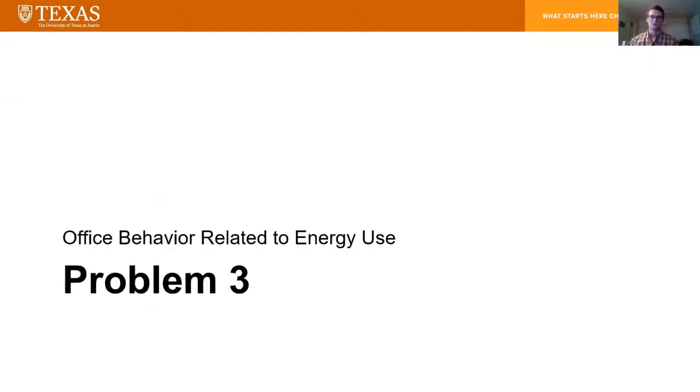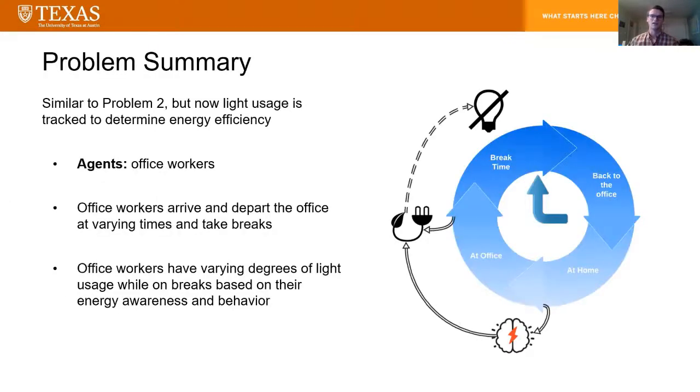So the 3rd and final problem was looking at office behavior related to energy use. This question is very similar to problem 2. However, there's an added component where light usage is now incorporated into the problem in order to help track some of the employees' different energy efficiency beliefs and behaviors.